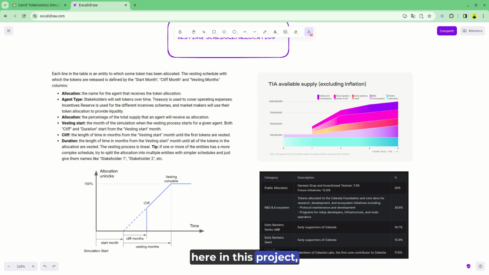Here in this project, there is no liquidity supply or market making. This is important in our simulation and it is mandatory. So what we are going to do is consider that part of the future initiatives are going to be used for this market making. Then we have the information of start month, allocation first of all, which is the percentage that each of the agents are going to be receiving, and then cliff months, vesting months, and the start months that are depicted in this graph.